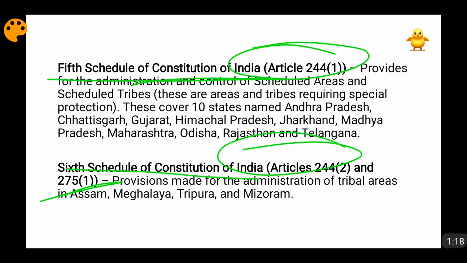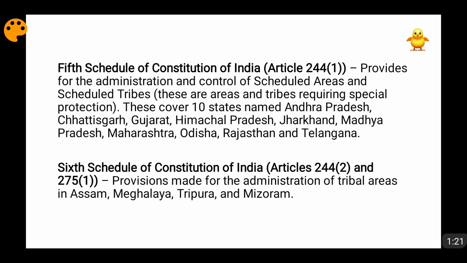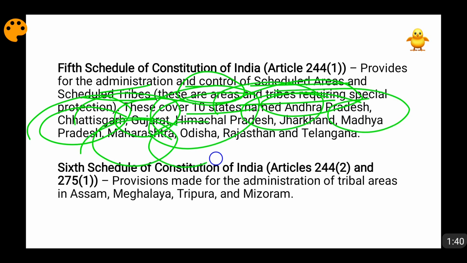The fifth schedule says that the administration and control of scheduled areas and scheduled tribes would be done, and these are basically those areas which have a considerable amount of tribal population. For the time being, these areas are present in 10 states, which are Andhra Pradesh, Chhattisgarh, Gujarat, Himachal Pradesh, Jharkhand, Madhya Pradesh, Maharashtra, Odisha, Rajasthan and Telangana. So currently these 10 states have scheduled areas, and they are covered under the fifth schedule of the Constitution.